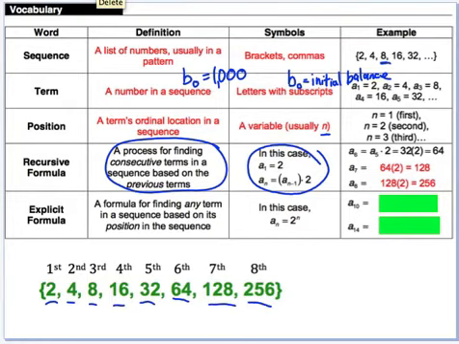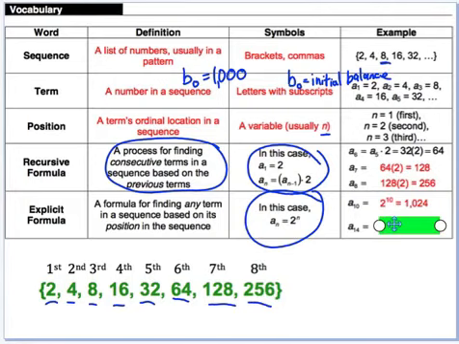Okay, now with explicit formulas, you've got this case. You have your a sub n. Let's say I'm looking for the 8th term. I would have 2 raised to the 8th power. Then in the calculator, I just calculate that out. This time I'm looking for a sub 10, so the 10th term in this pattern. So I'd have 2 raised to the 10th power, and I'd get 1024. If I was looking for the 14th term, I would have 2 raised to the 14th power, and I'd get 16,384.